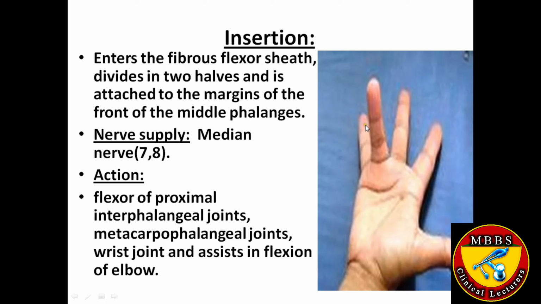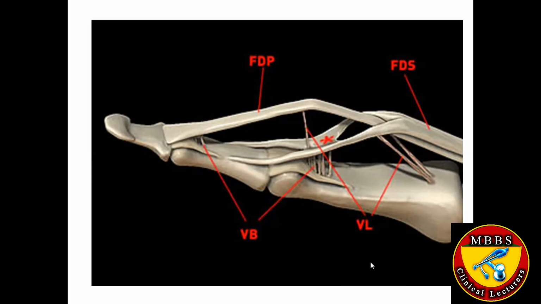They enter the flexor fibrous sheath and divide into two halves and attach on the margins of the front of the middle phalanx, the lateral side of the middle phalanx. They are supplied by the median nerve, and their action is that they are the flexors of the proximal interphalangeal joint, metacarpophalangeal joint, and the wrist joint. So they are helpful in the skilled movement of the fingers.